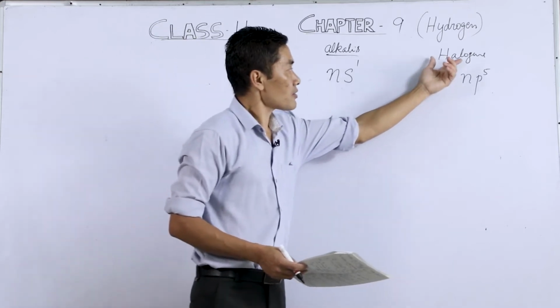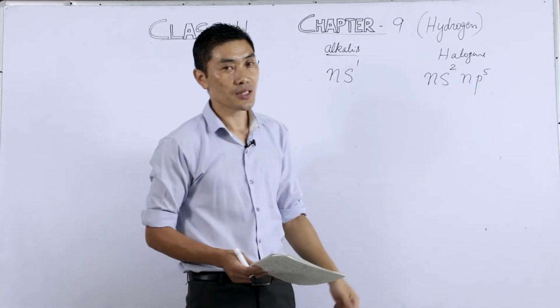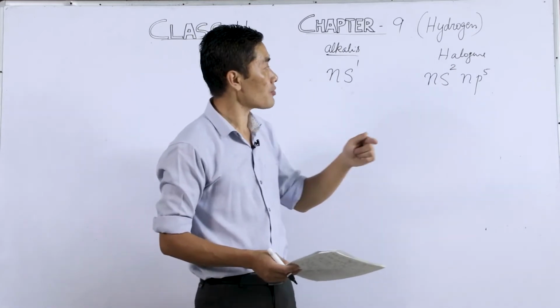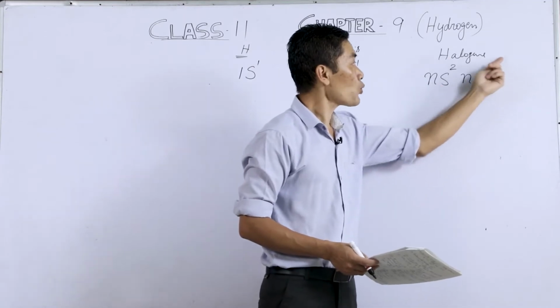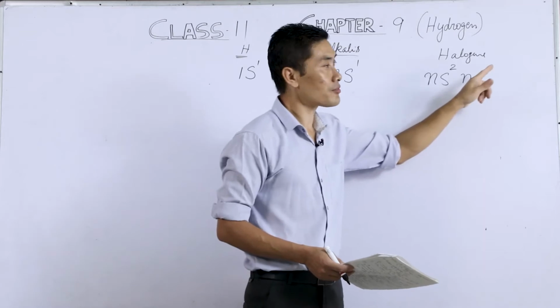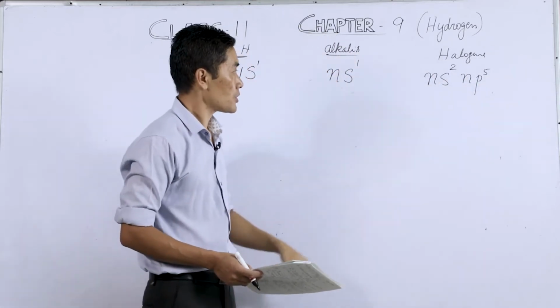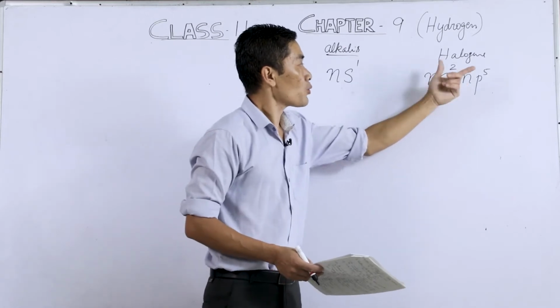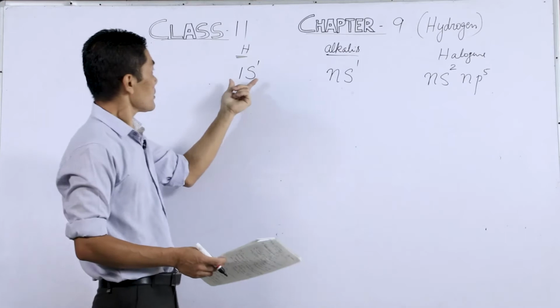Now, if we see the configuration of the halogens, they have 7 electrons in the valence shell. They are 1 electron short of attaining the octet state. So if these halogens gain 1 electron, they will attain the stable configuration of the next group of elements, that is the noble gases. So these are 1 electron short of attaining a stable noble gas configuration.